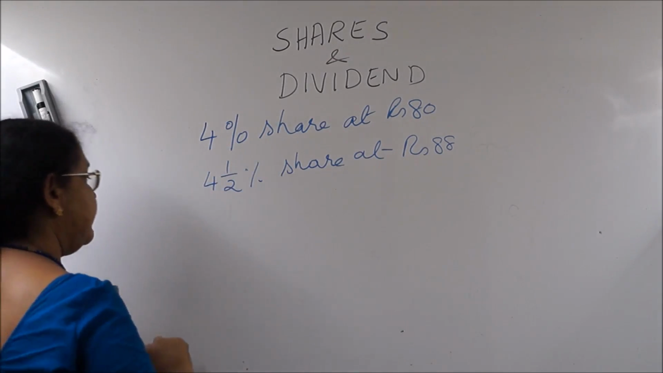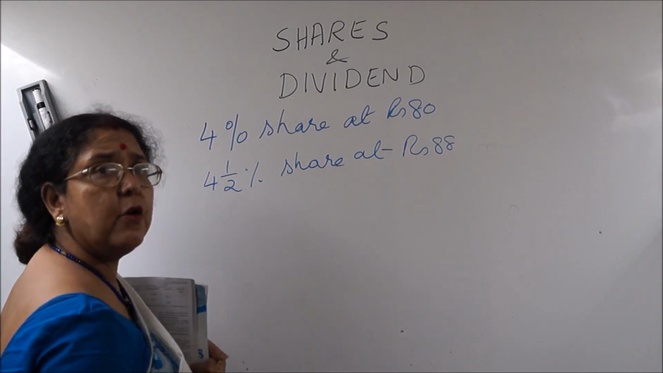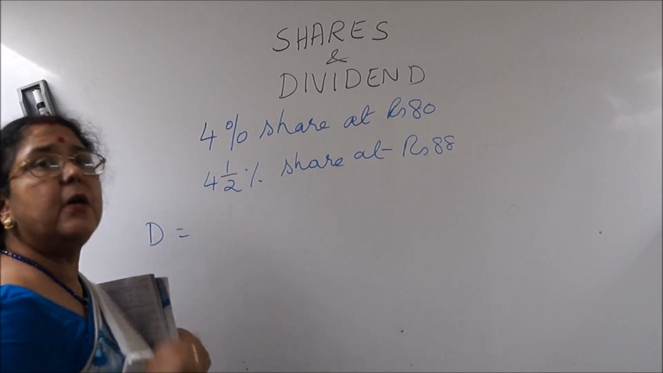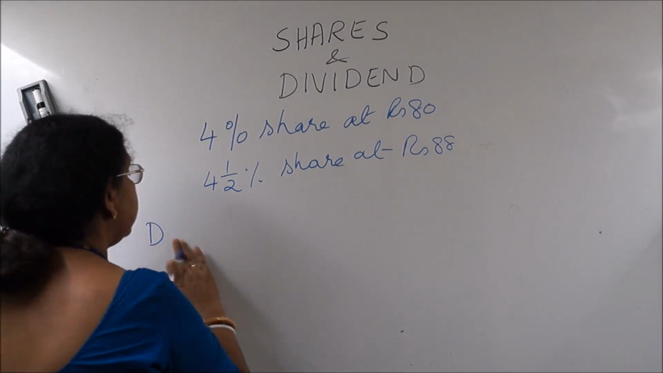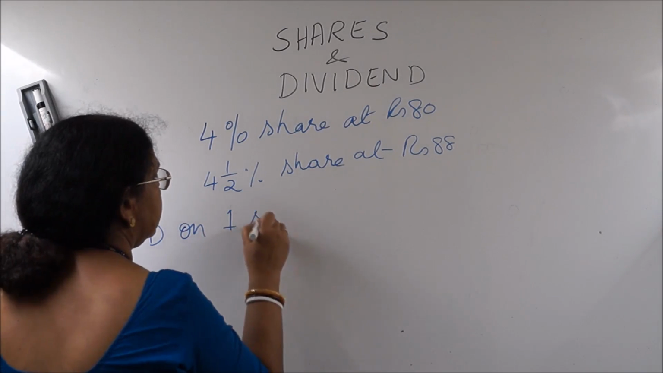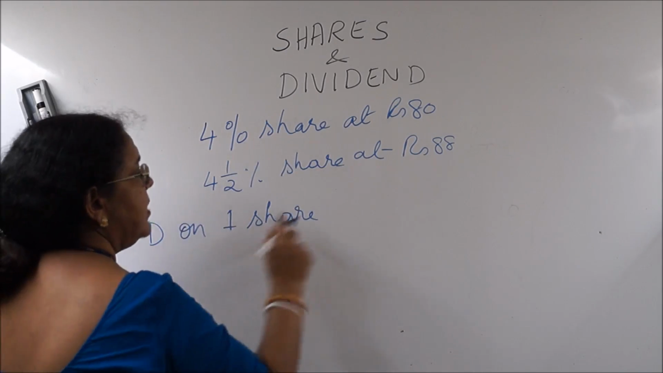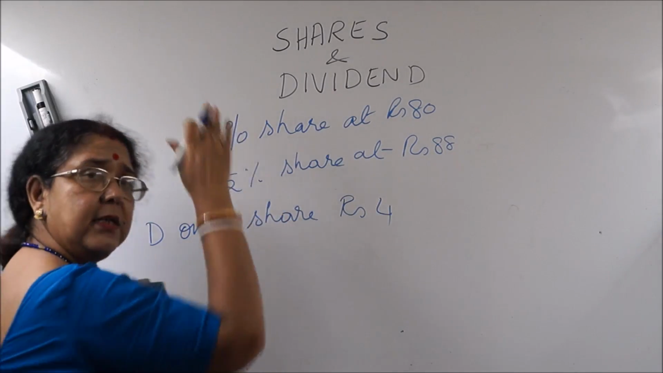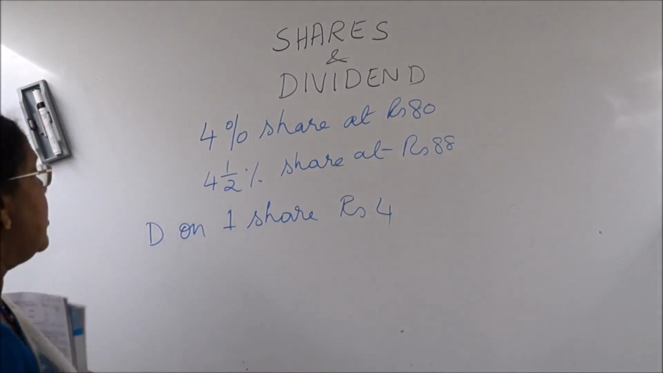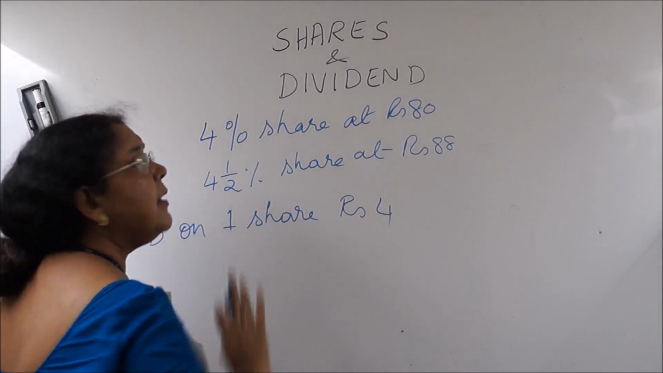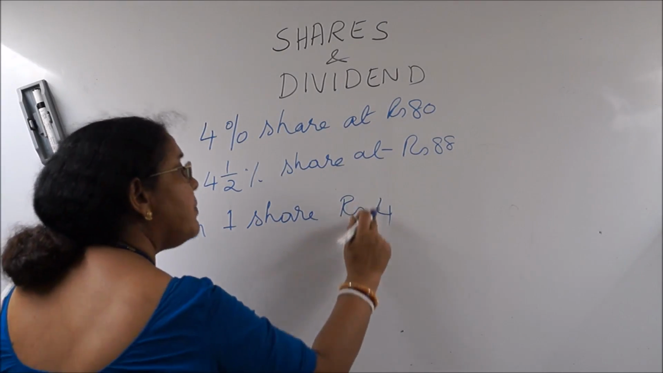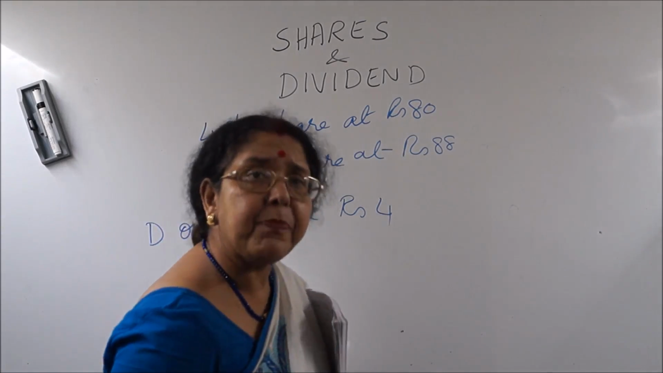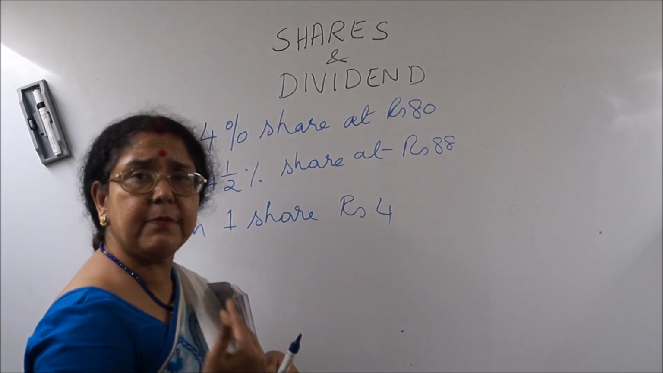Now in this case, the earning on each share is 4%. So that means dividend is equal to, if suppose there is only one share, the dividend on one share from this company is rupees 4. Why? Because the nominal value we have assumed as 100. Since it is not mentioned, it implies nominal value is rupees 100. So dividend on one share from the first company is rupees 4. But actually this rupees 4 is earned by the shareholder by investing how much? Rupees 80.